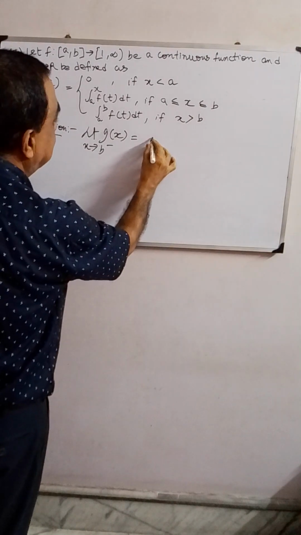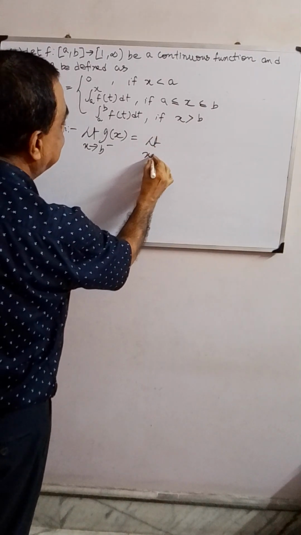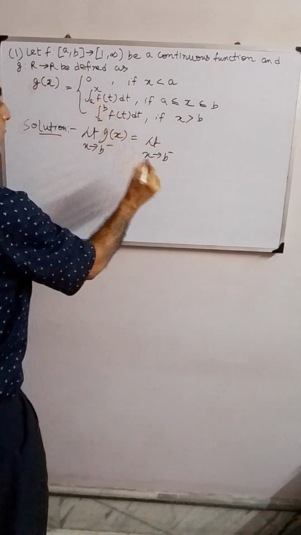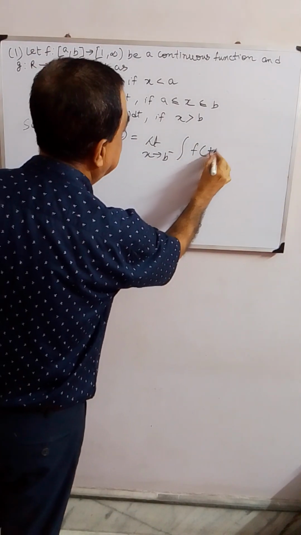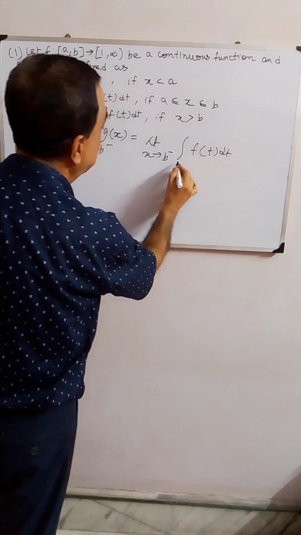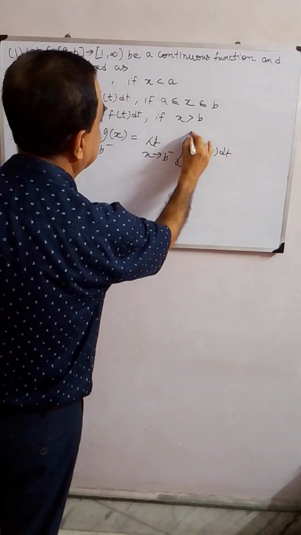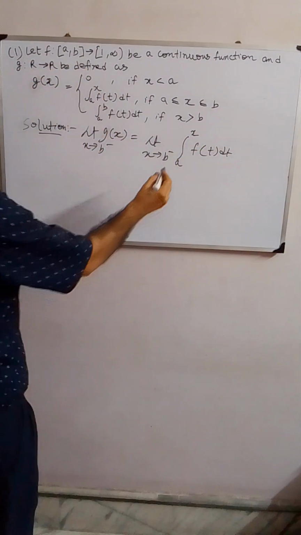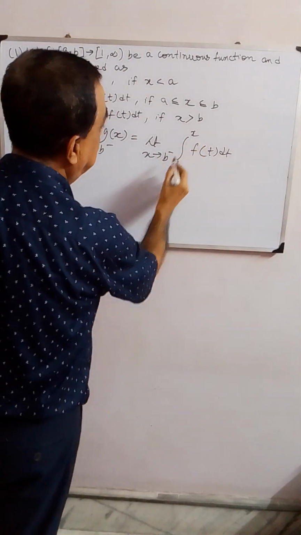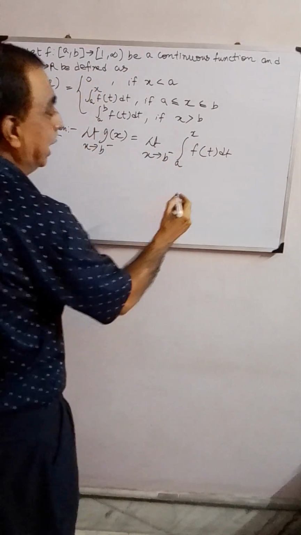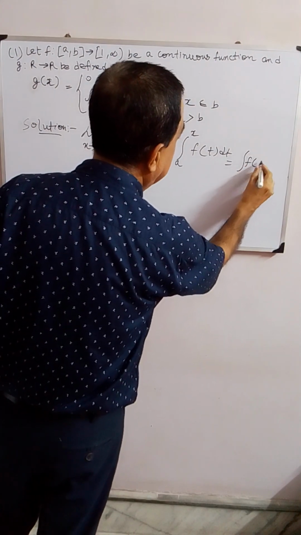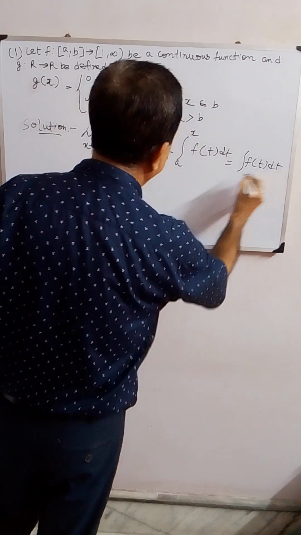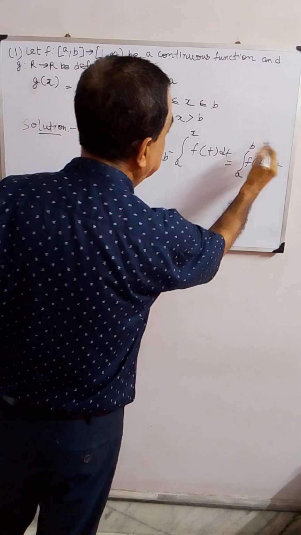Okay, that is, it is equal to the limit as x tends to b minus of the definite integral of f(t) dt to the limits a to x. Now here I will put the value of x, I will put b. So this is equal to the definite integral of f(t) dt to the limits a to b.